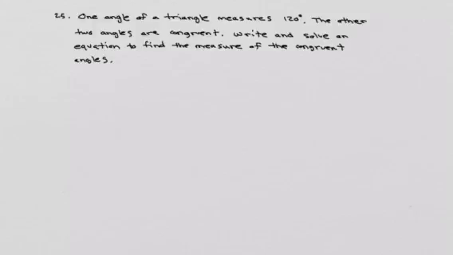Okay, hopefully you've had a good chance to read through it. So we're going to go through it again, line by line. And this is the time where we're trying to identify important pieces of information. So one angle of a triangle. We're looking at a triangle, and specifically this is about angles of a triangle. And that angle measures 120 degrees. So this angle right here measures 120 degrees. The other two angles are congruent.